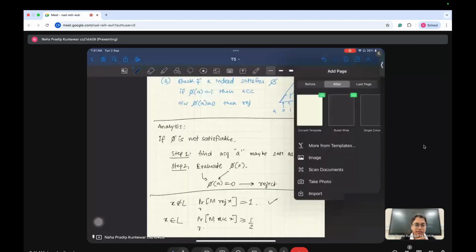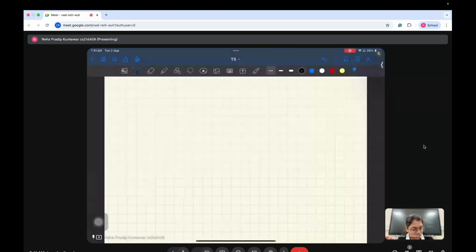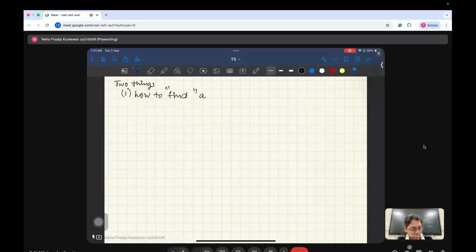The main idea is that there are two things that we need to show. One is how to find this assignment A, and the second is the correctness guarantee when phi is satisfiable. These are the two things that need to be done. We'll quickly describe how to do this.